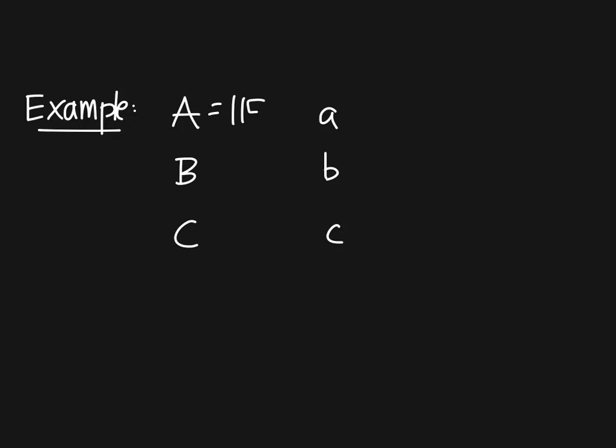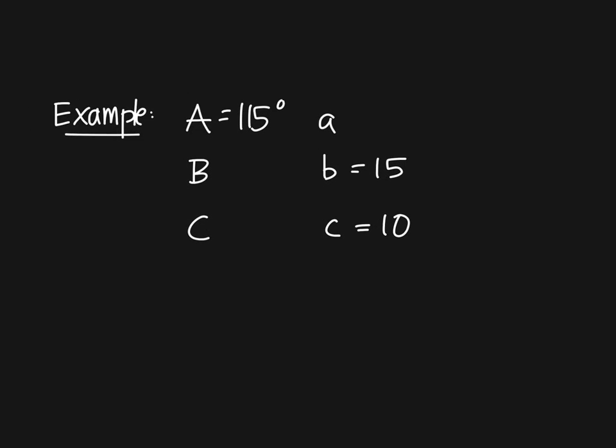So here's a different set of combinations. If I give you 115 degrees, and then I give you 15 for little b and 10 for c. So it's a little different. You still have 3 parts, but you don't have 3 sides like last time. You have 3 parts, and you still don't have a pair, and there's no way to get a pair because we can't find little a, and so we're going to have to go to our law of cosines.